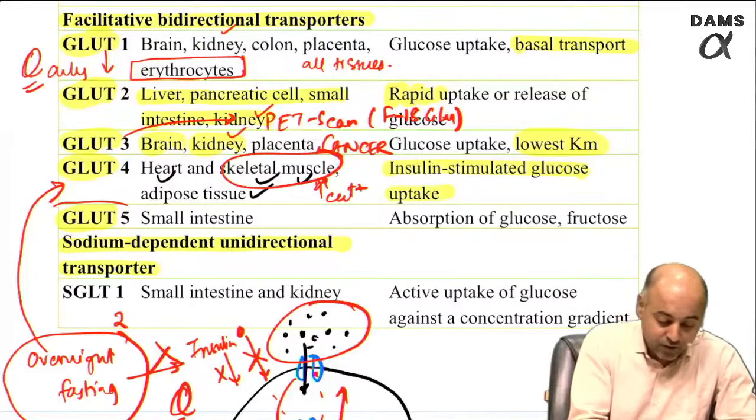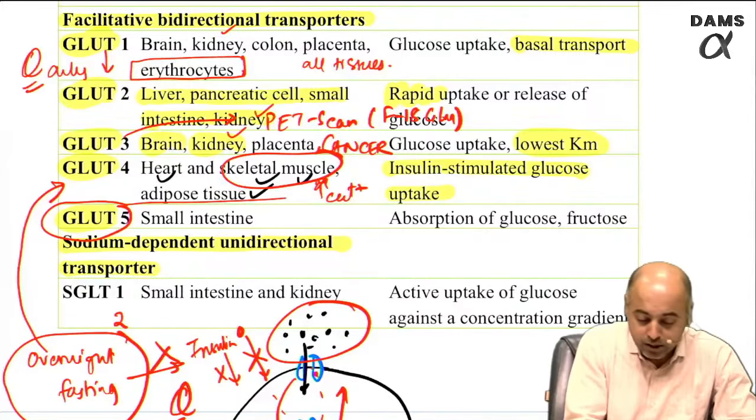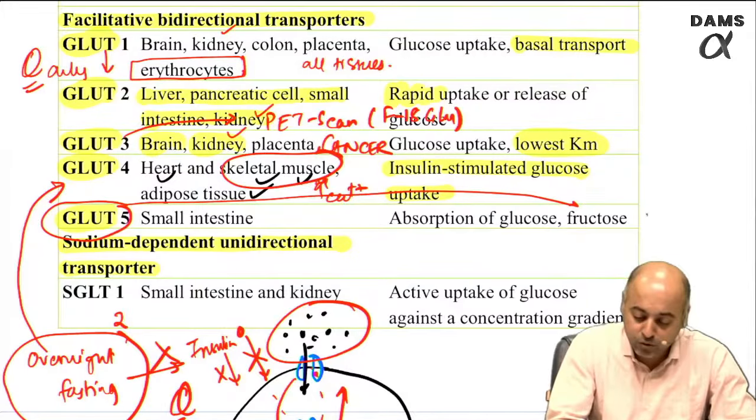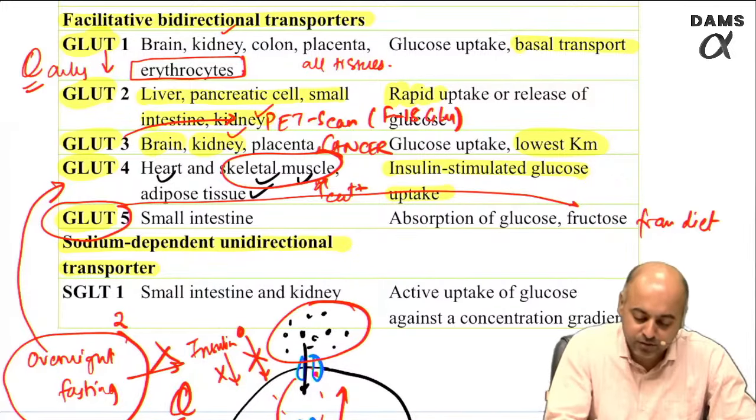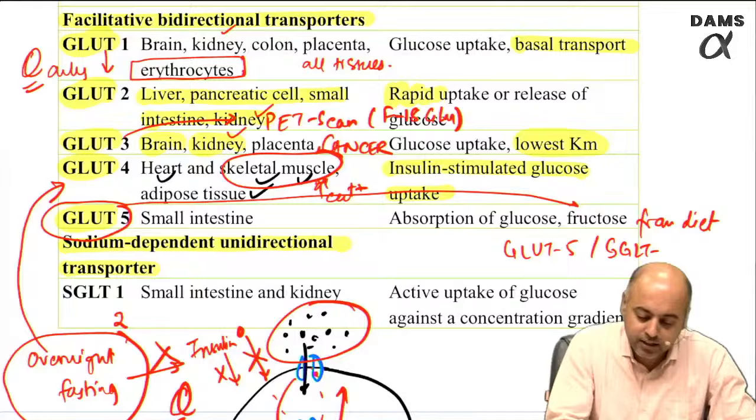About GLUT5, we have to remember it is the only transporter which can take up fructose from diet. On the luminal surface, we have the GLUT5 and the SGLT1.